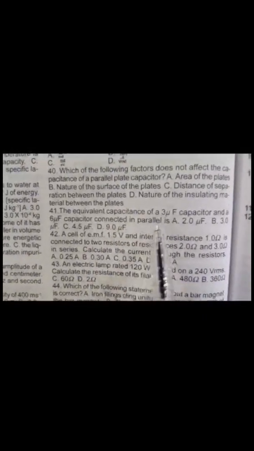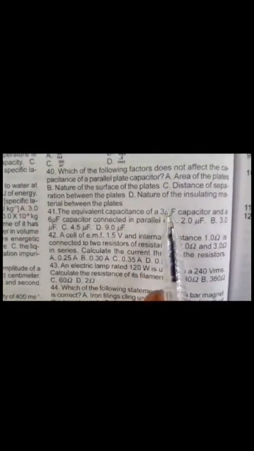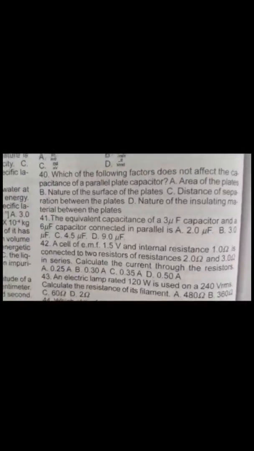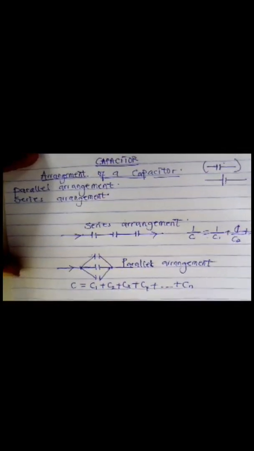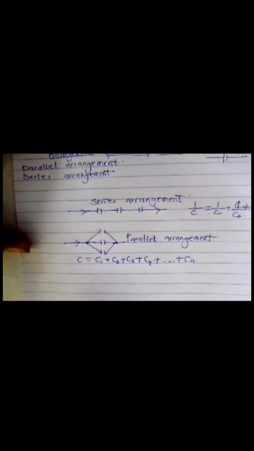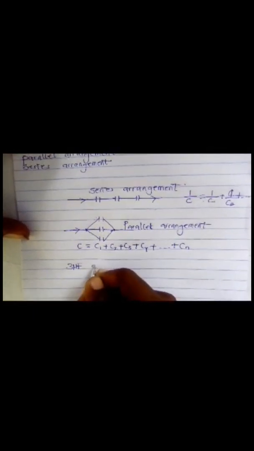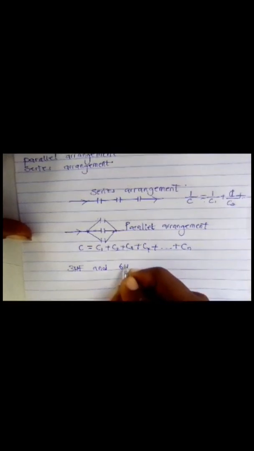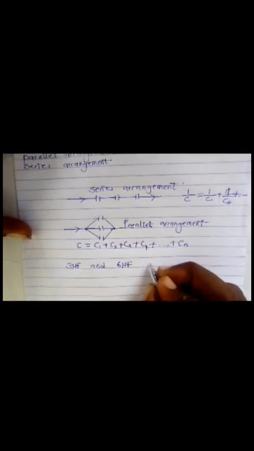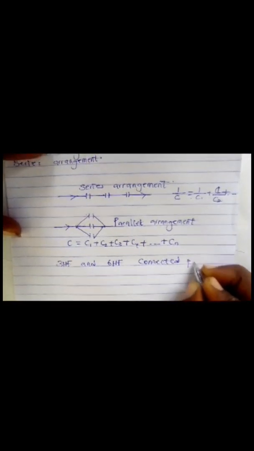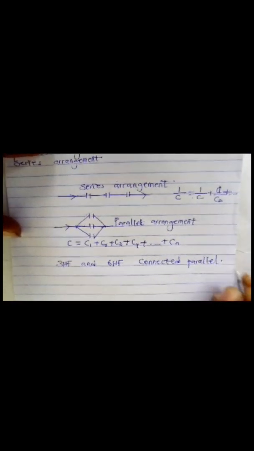What you have to know now is that the connection is a parallel connection, and we have two capacitors there. We have the 3 microfarad and the 6 microfarad. So let's start our working. If you remember the question, we have 3 microfarad and 6 microfarad, and they are connected in parallel.